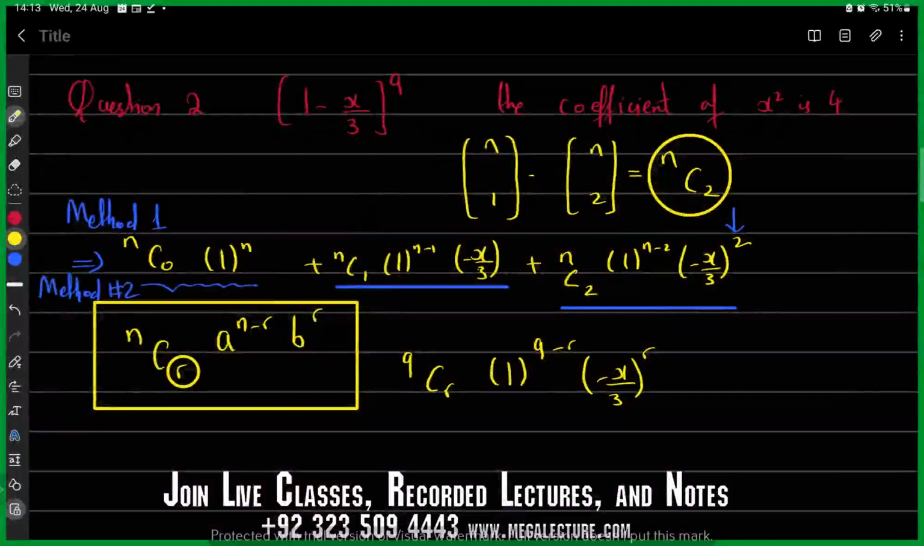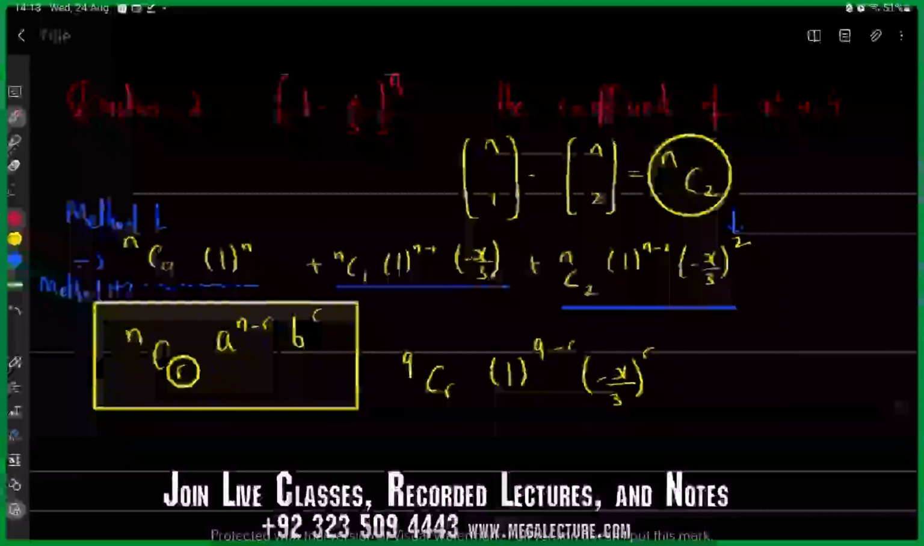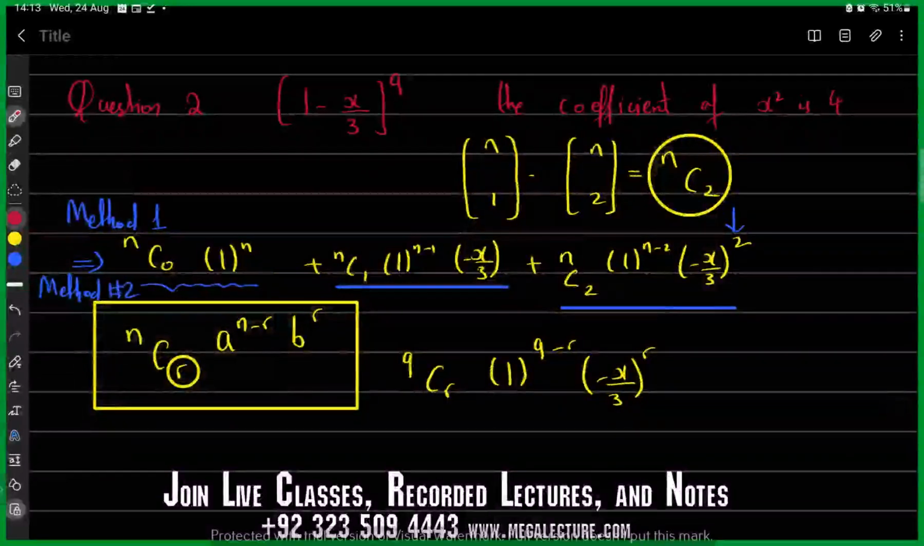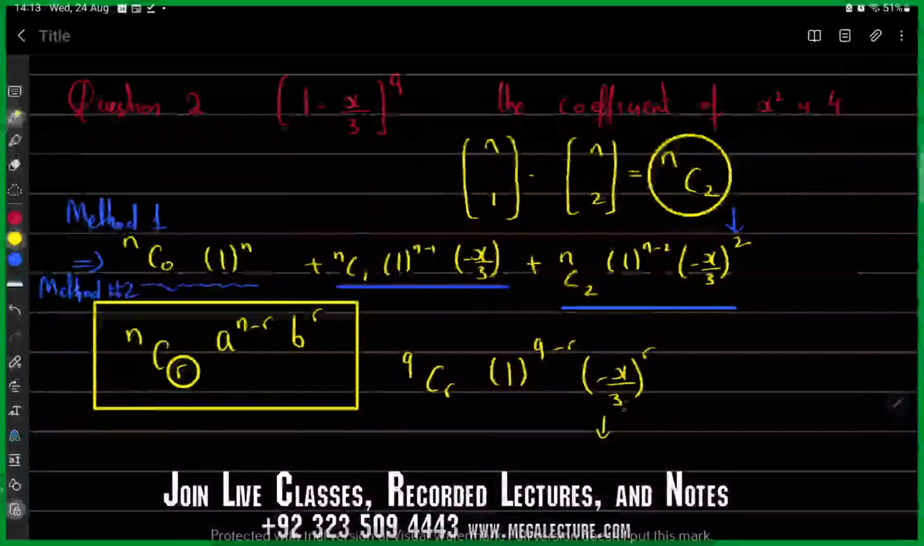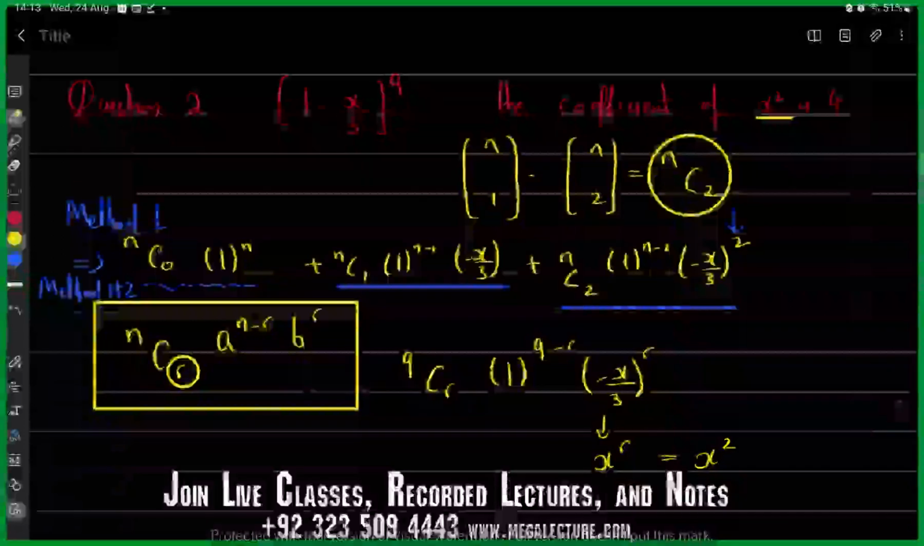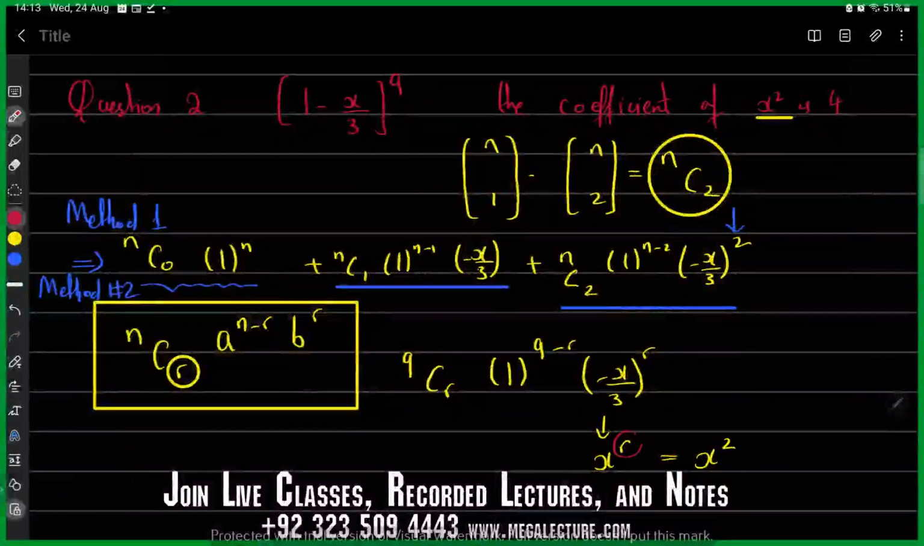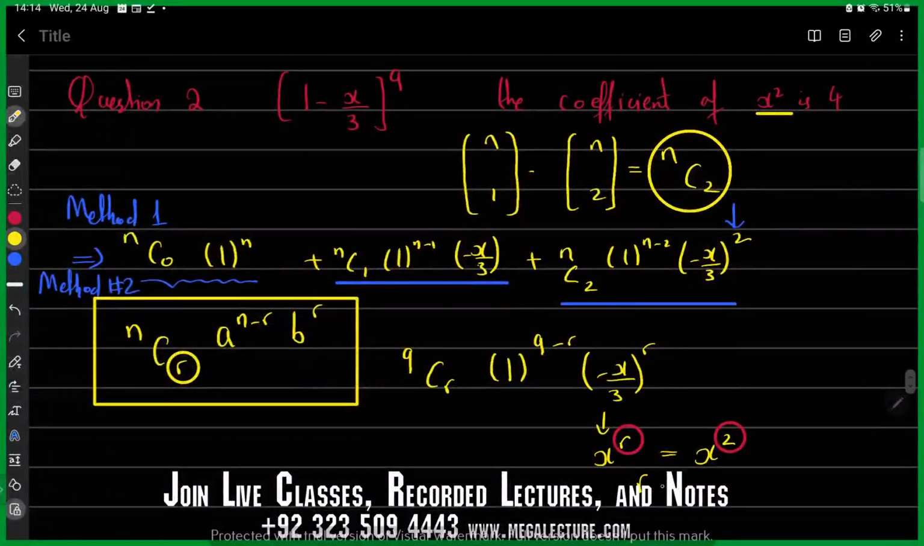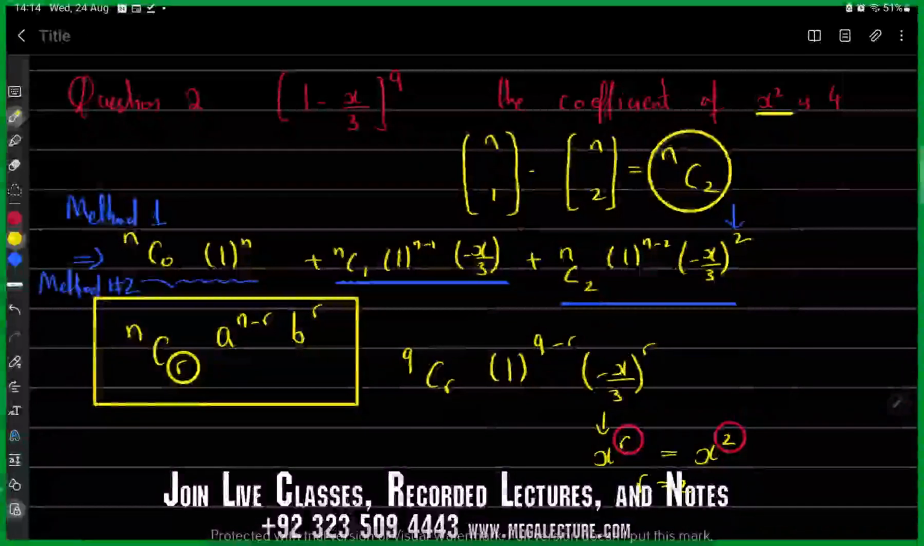So let's talk about this, okay? I'm using method 2 in order to see which term exactly has x squared, and this is what I've written. I'm just going to extract the x term out from this, and that is going to be x power r. Now I'm going to equate this x power r to this, that is x squared, and this means that r is basically equal to 2. R is equal to 2. So this means r is 2. And in which term exactly do we have r equals 2?